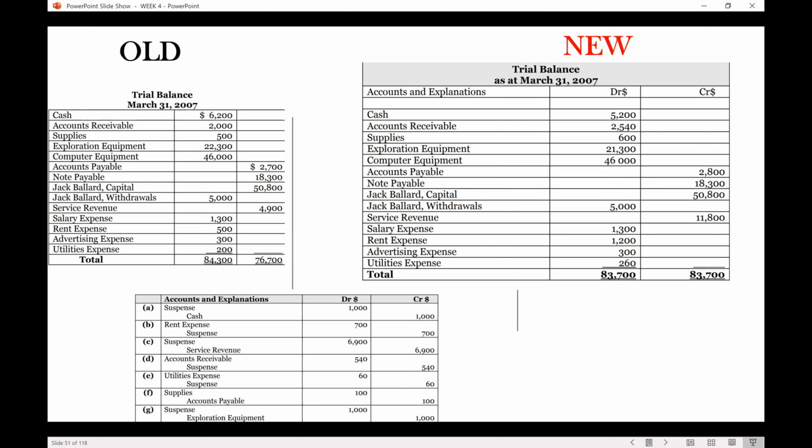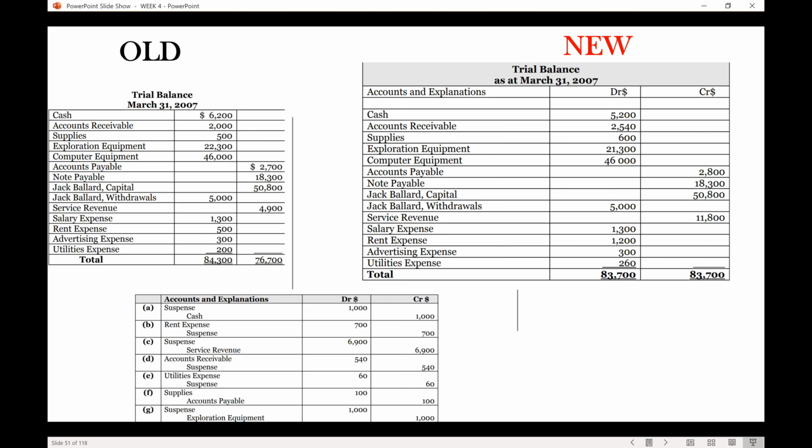Let's look at one that we credited, and that is service revenue. So service revenue in our old trial balance is 4,900, right? What we did in our journal entries, we credited it 4,900. They're on the same side. So again, what we're doing is summing both and keeping the side that it's on. And in our new trial balance, our service revenue would have been 11,800, right?